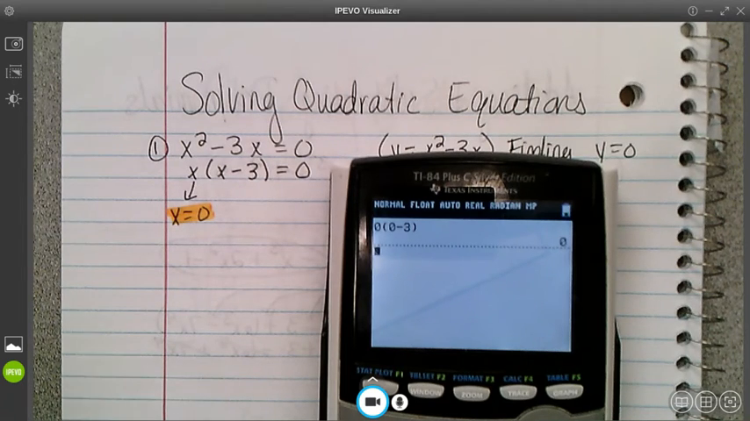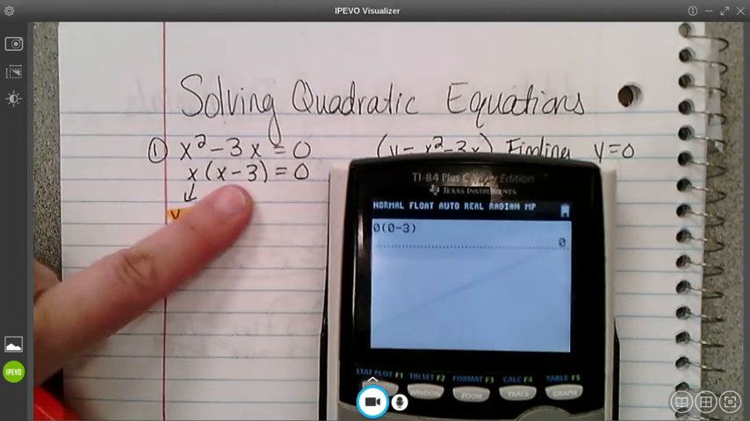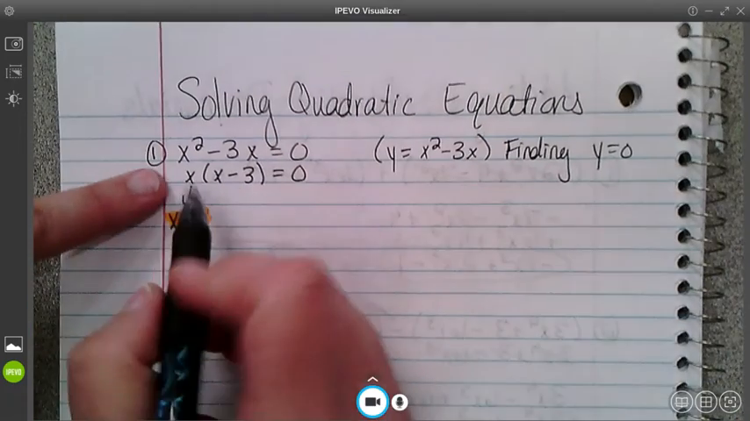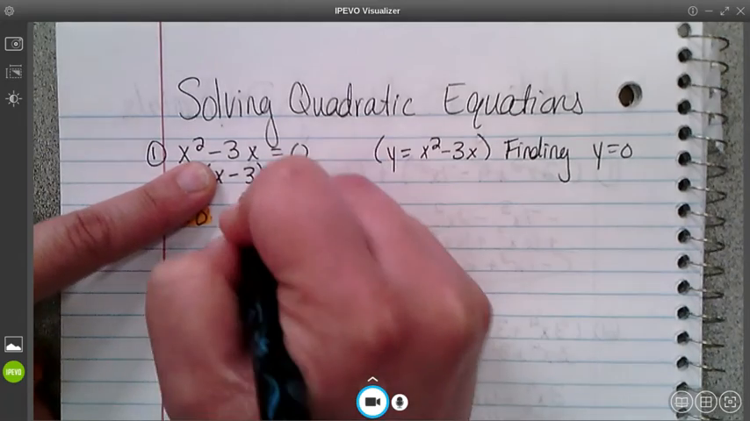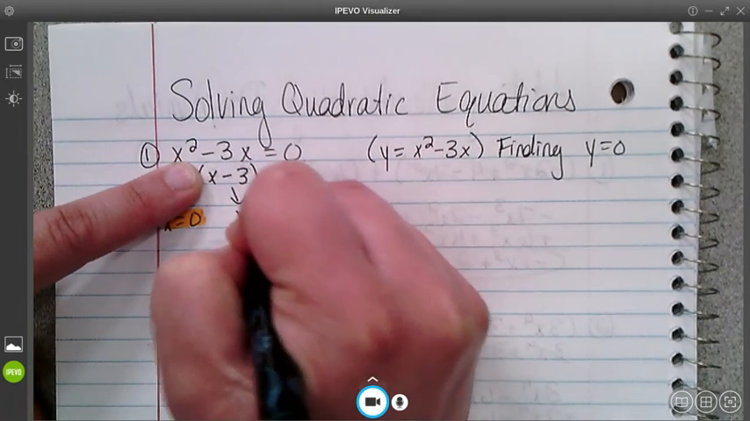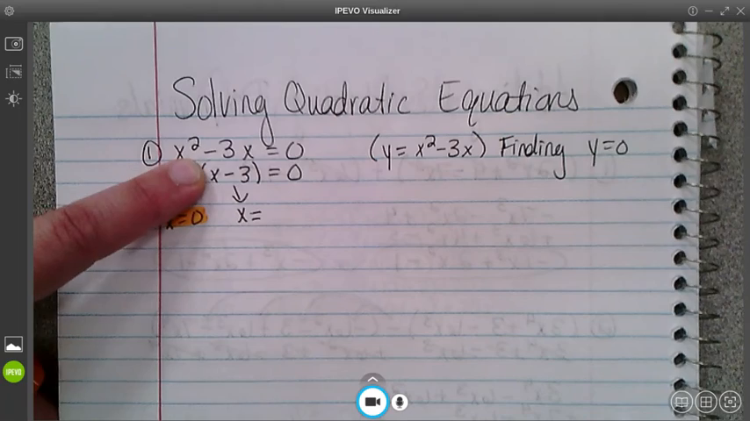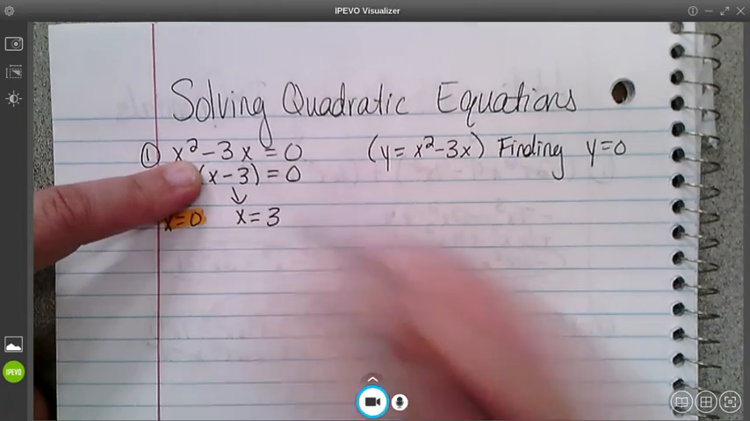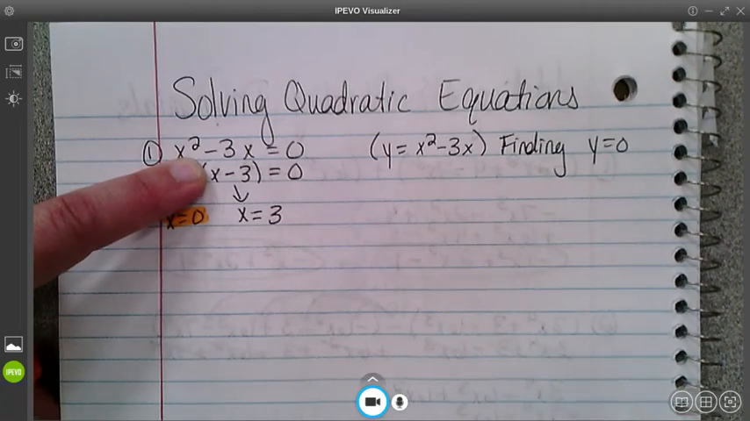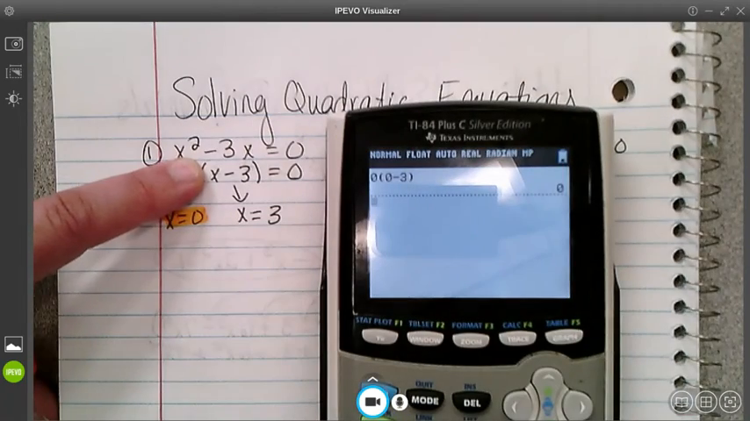Now the second intercept is going to come from inside the parentheses. Well, I can make the outside of the parentheses 0, but I can also make the inside of the parentheses 0. So what x value would do that? Well, what minus 3 is 0? Well, that would be positive 3. 3 minus 3 is 0. Check it in the calculator.